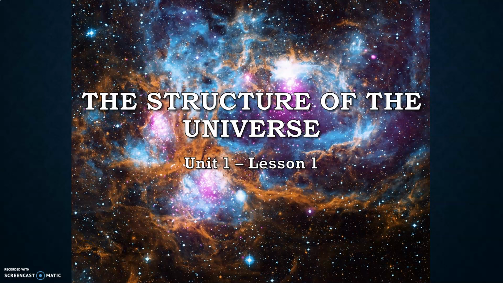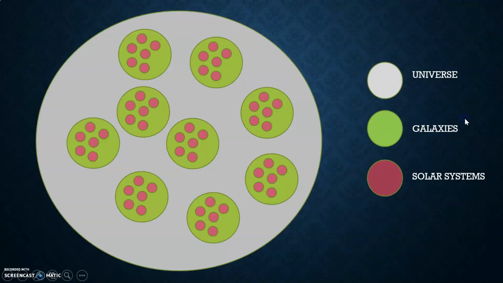Hello, today we're going to talk about the structure of the universe. So if you look at this picture, you'll note that there are three things over here in the key. We have the white is for universe, the green is for galaxies, and the red is for solar systems.